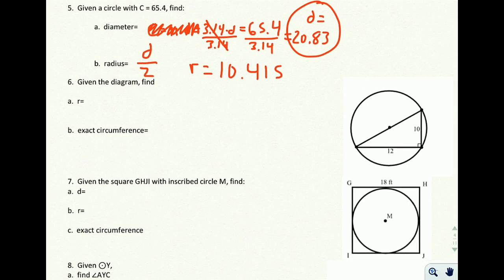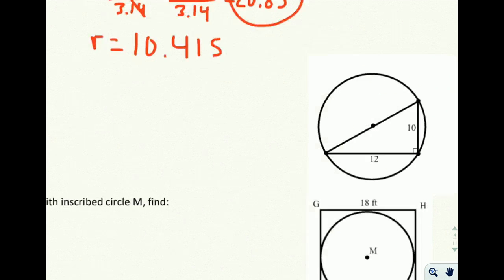So number 6, we are given this diagram and we're asked to find the radius and the exact circumference. Whenever you see the word exact, it's always talking about keeping pi around. Rounded would be with a decimal. Anytime you want exact, you keep your pi's, you keep your square roots, things like that.